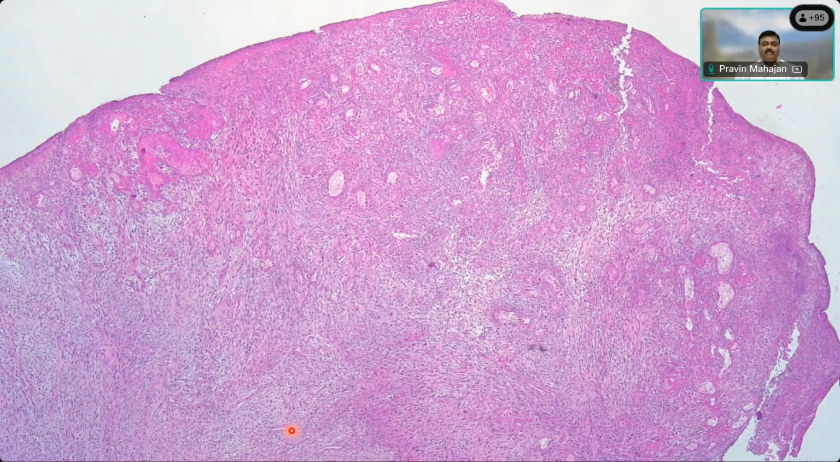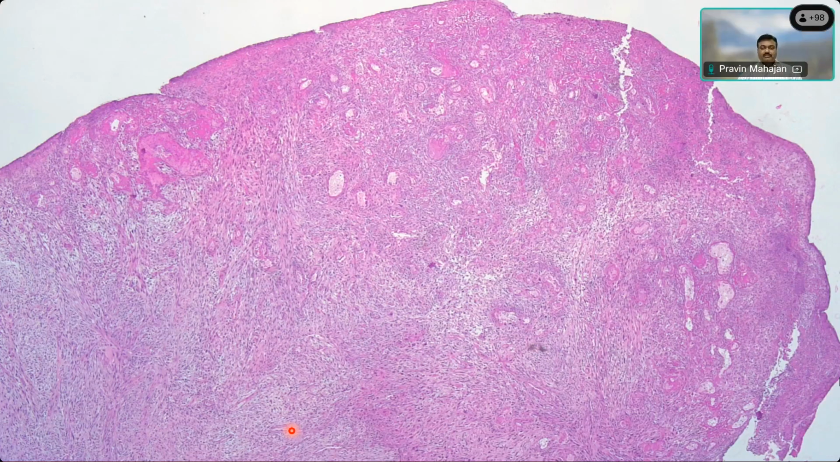So can you describe it, please? Now you have to describe this. This is a low power, scanner power. What do you see in this? Sir, it is looking like a well circumscribed area showing an ulcerated respiratory epithelium with many blood vessels in between. Very cellular looking area is there, in which I cannot fully appreciate the spindle cells.